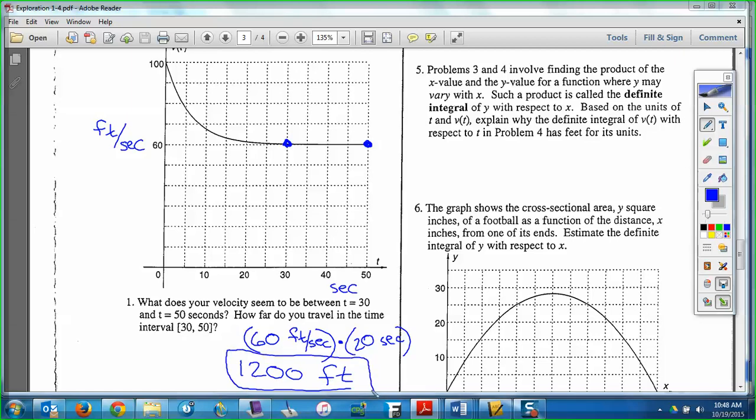So we were passing a vehicle, we were going 100 feet per second. Once we got around them, we started slowing down. So our velocity graph came down. We slowed down here, 30 seconds later, we've slowed down to 60 feet per second, and we're just going to maintain a constant velocity because it's a flat line, right? So it's a constant 60 feet per second the entire time. That's easy, that's algebra 1.